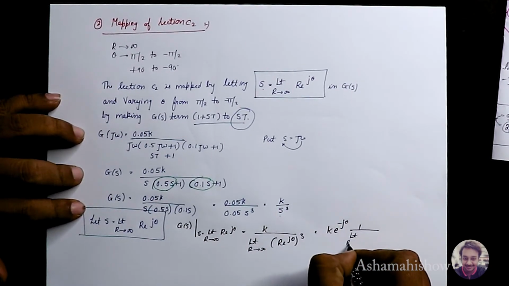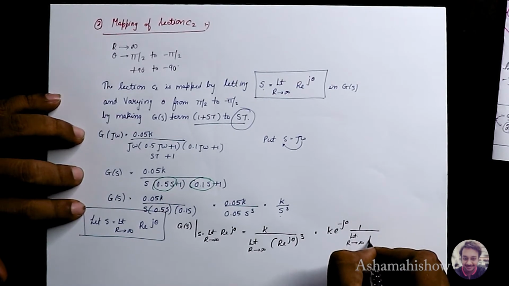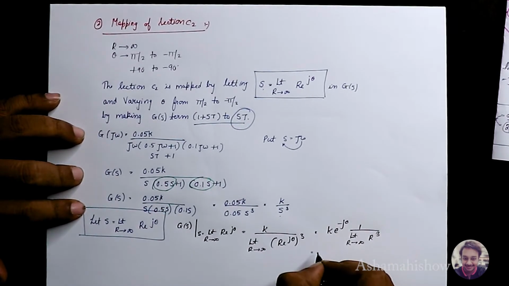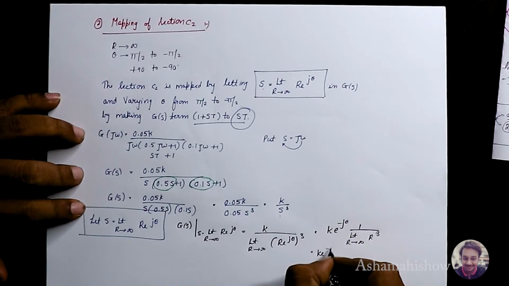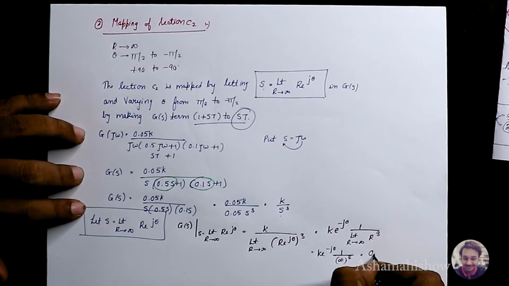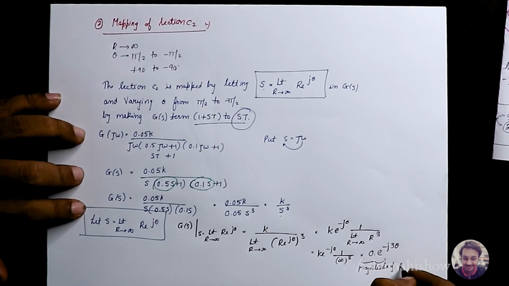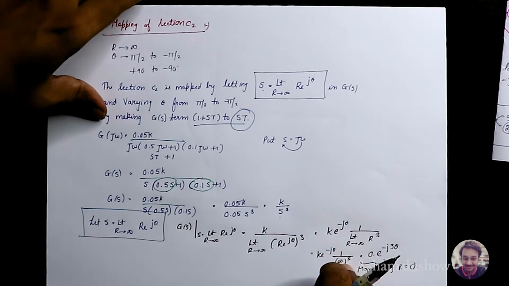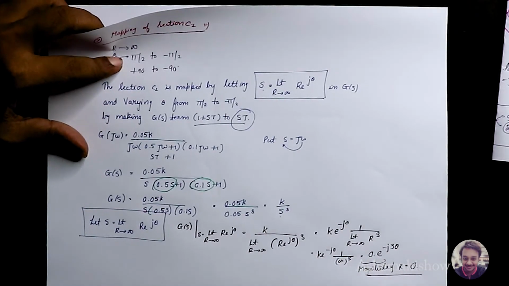And now what is left here? Limit R tends to infinity, this becomes R cube. Now you have to place infinity in place of R. So what will happen here? K into 1 by infinity cube, so that becomes 0 into e power minus j 3 theta. So simply we can say your magnitude of R is equal to 0, because 0 into anything is 0, right? But we got the exponential e power minus j 3 theta. So from here we got magnitude R equal to 0.